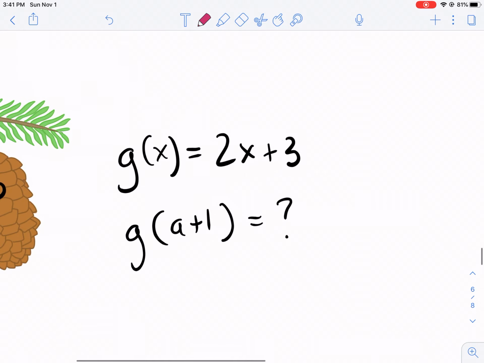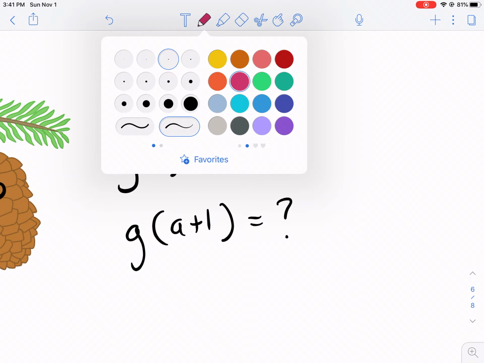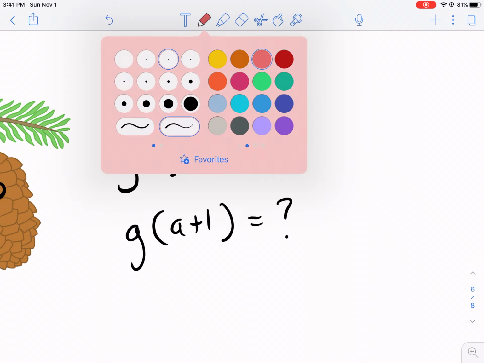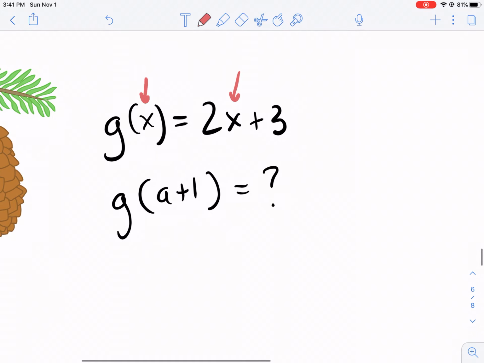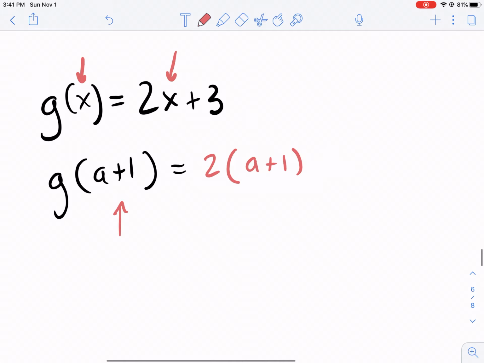Okay. Let's change color. I guess we can go with this pink color. So here we have an x, so we should have an x written there, and we do. Now, since we have a plus 1, we have to replace x. We're substituting x with a plus 1. So we write 2 parentheses, and then we write a plus 1. And then plus 3. So we're writing the same thing. The only difference is these two values need to be the same.